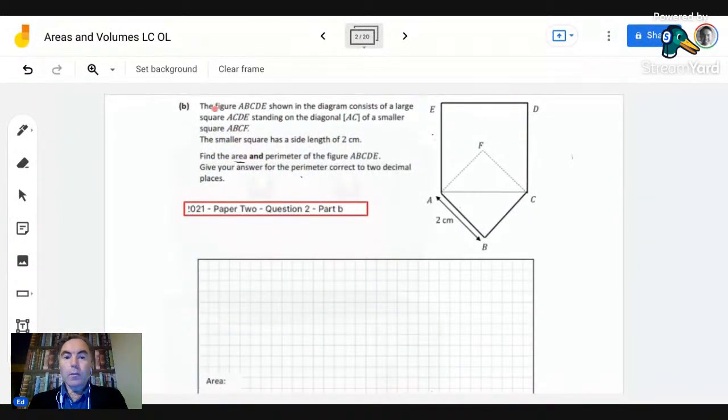2021. So what we have here now is two squares and they're overlapping. We want to find the perimeter and the area of the full shape to two decimal places. So let's do some problem solving at the start.